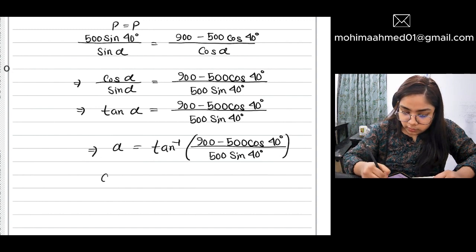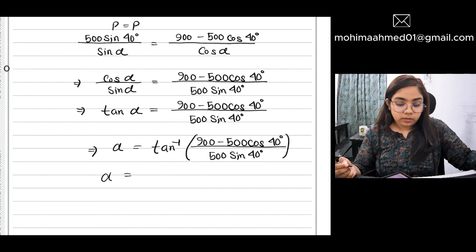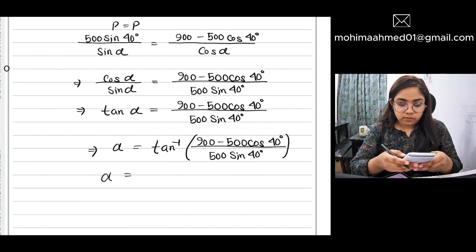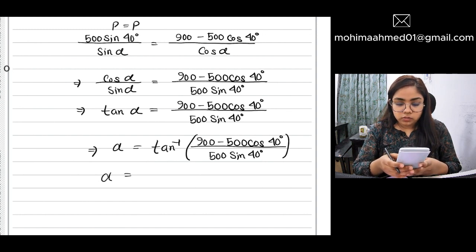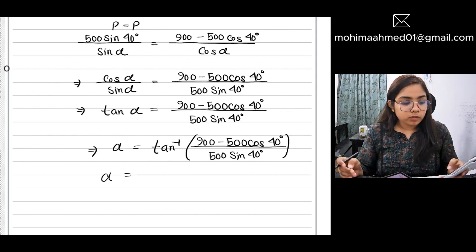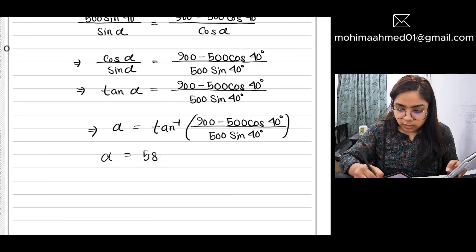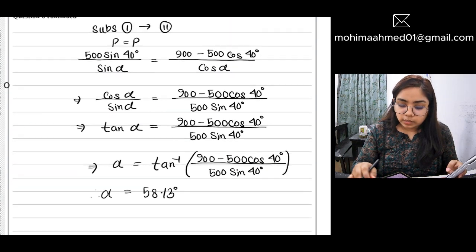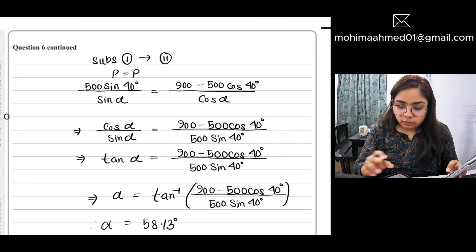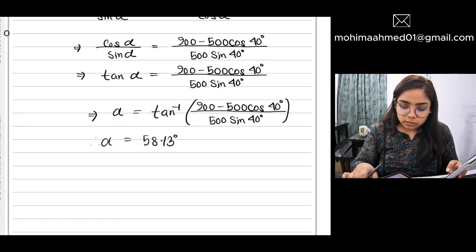Okay. So that means alpha over here is going to be tan inverse of (900 minus 500 cos 40 degrees) divided by 500 sine 40 degrees, and that is approximately 58.13 degrees. If the value for your alpha was this, then you can just input this value for alpha in any of the equations. I'll input this into equation 1.